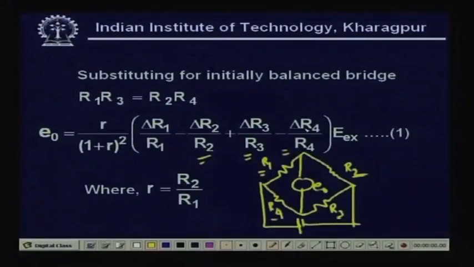Now, let us derive this equation, that means equation number 1, how we got it. This is a very important equation of the unbalanced Wheatstone bridge. So, let us derive that. I am first drawing the Wheatstone bridge.